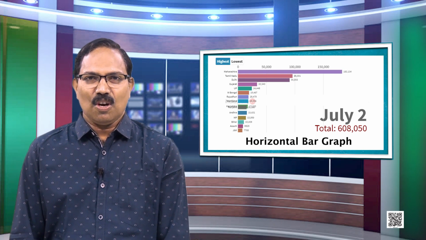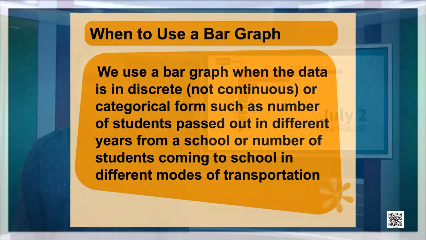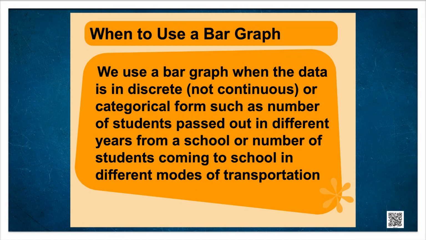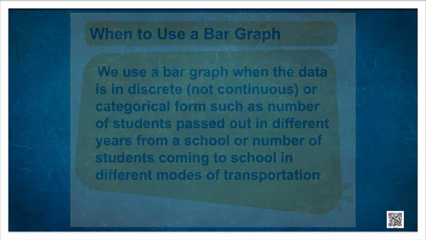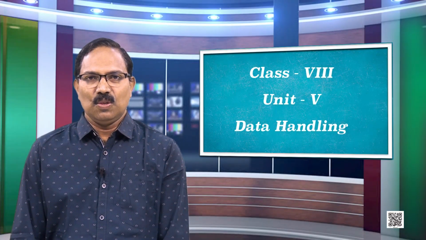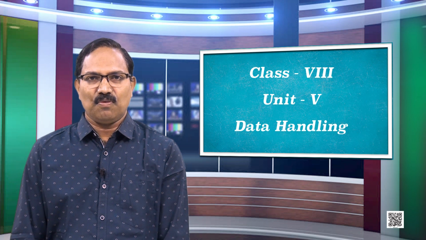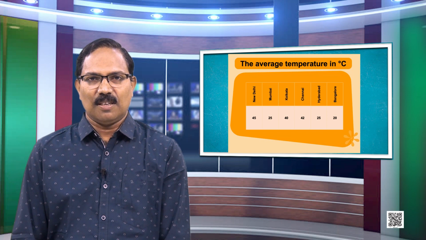Students, do you know when we use a bar graph? We use a bar graph when the data is in discrete or categorical form, such as number of students passed out in different years from a school, or the number of students coming to school in different modes of transportation. Students, do you know how to draw a bar graph? Okay, let us take an example.